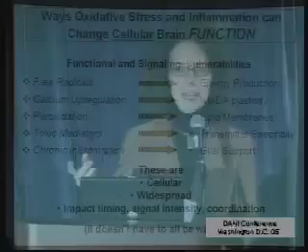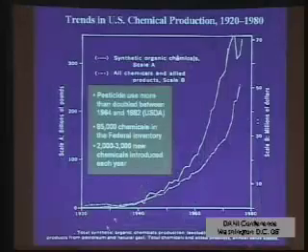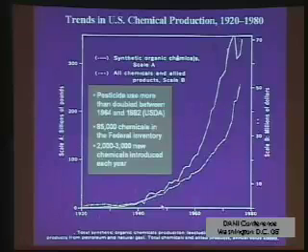And this is just a slide, I already showed you this, to say that these kinds of chemical things can mess up these kinds of signaling processes that I already showed you. So this is about autism, but it's also about more than autism. This is trends in chemical production, 1920 to 1980. 1920 wasn't a whole lot. Look at this, we have an awful lot of chemicals.